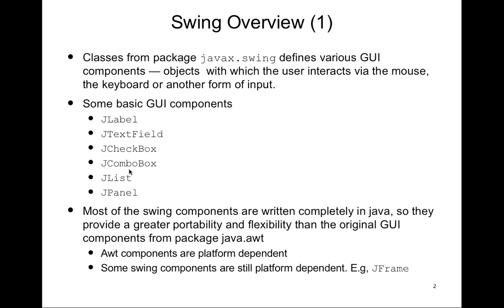The list, the panel. The panel you may not be familiar with. In fact, the component of the window and the frame is probably going to be new to you as well, especially if you don't have a Java background. Most of the swing components are written completely in Java, so they have a greater portability and flexibility than the original GUI components that were written in the package of java.awt. So a long, long, long time ago when people created Java, the first version of Java didn't have this thing called swing. Instead, they had AWT. AWT was a package written primarily in C++, actually, or C.